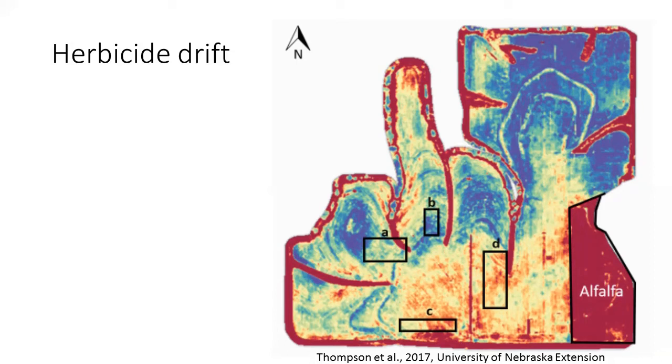It's basically the red and orange colors that you see out in the field. So there's a lot in this area of the field. That indicated a lot of herbicide drift, based upon what they saw out in the field as well as what they found from the drone imagery.